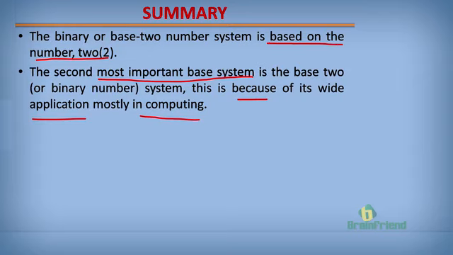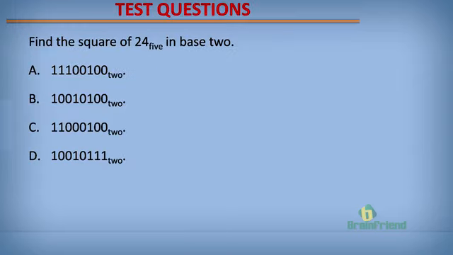Now, before we go, we are going to do a few test questions. You can solve this and then come back later to check the answer. The first question is find the square of 24 base 5 in base 2. Now, this is 24 base 5. We said that whenever we are to convert from one base that is not 10 to another base, it's not quite simple. So what we do is we first of all convert this to base 10.